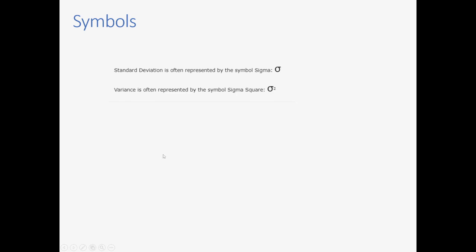These are the symbols used for standard deviation and variance. Sigma is the symbol used for standard deviation, and sigma squared is used for variance.